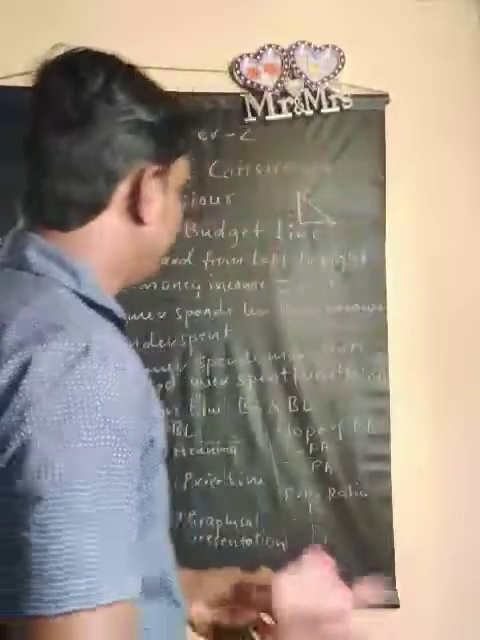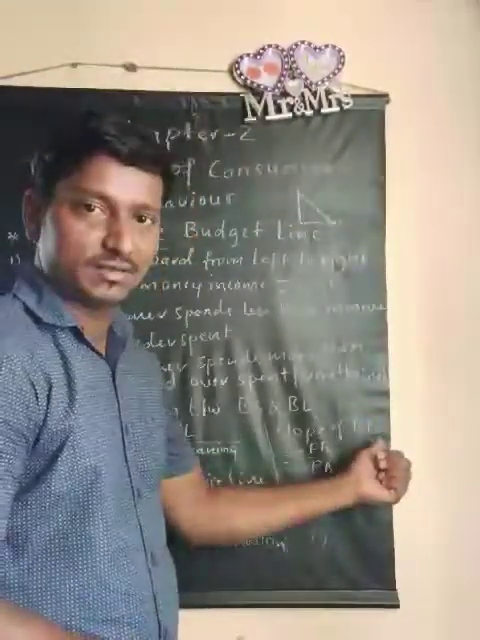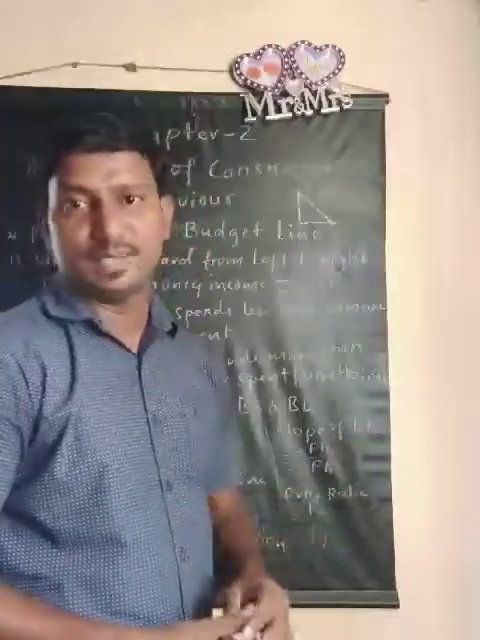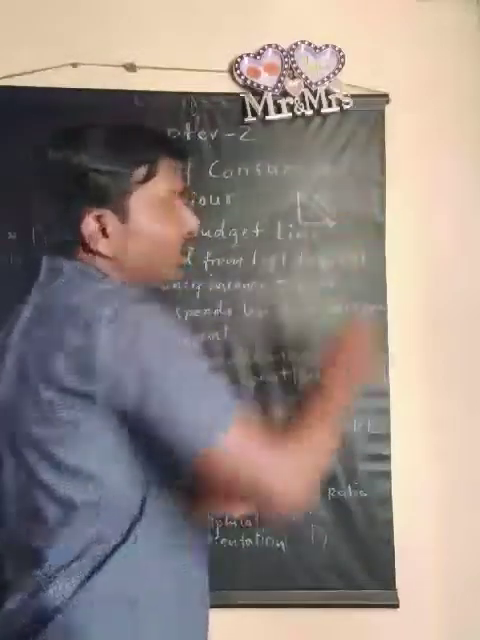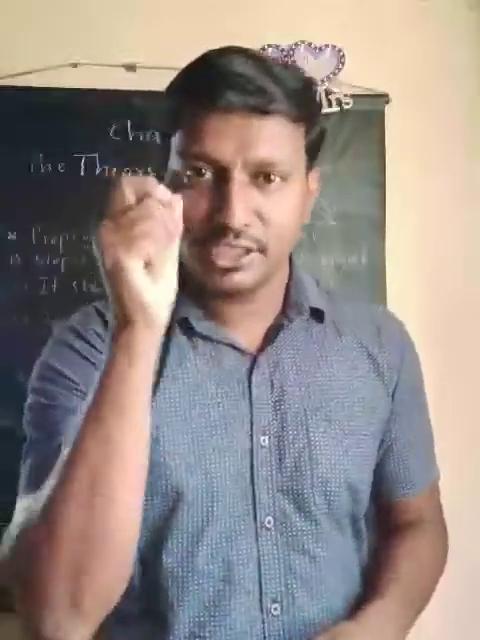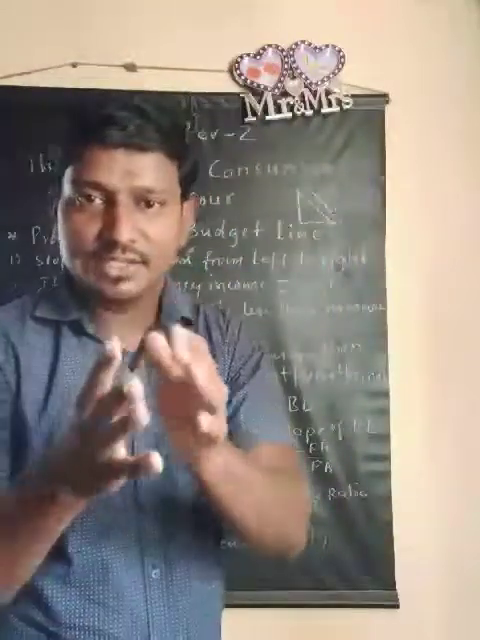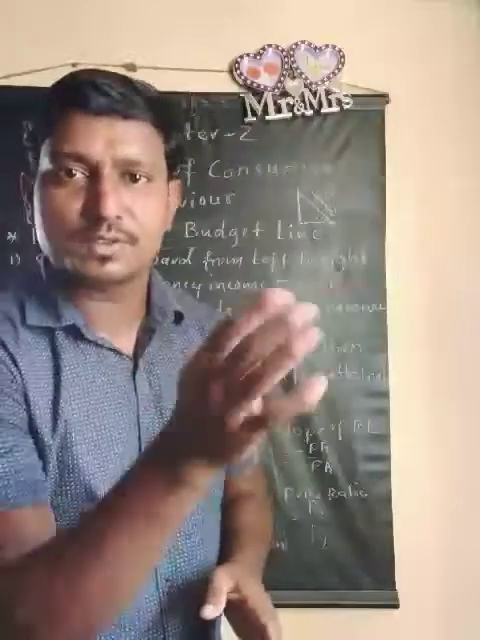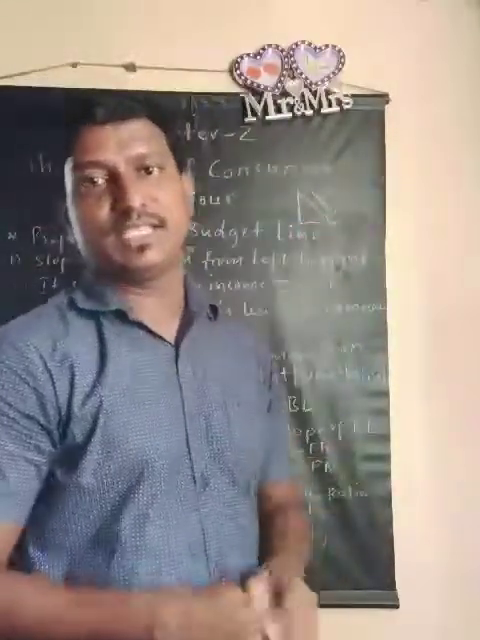Let us go directly to one more topic related to this budget line, that is the slope of the budget line. As I already told you, it slopes downward. What are the reasons for it to slope downward? Why does it slope downward from left to right? It is not moving upside, right? It is coming downside. Why does it slope downside?